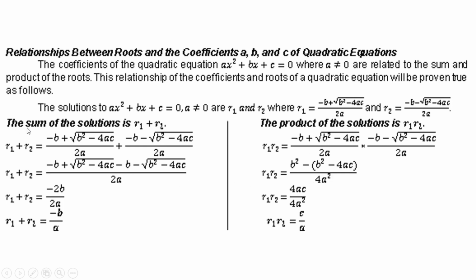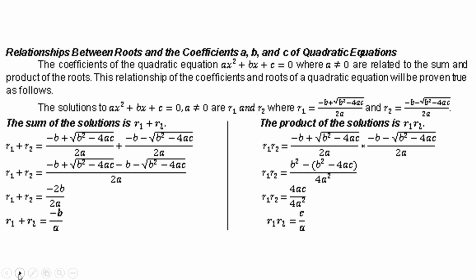Okay, for the formula for the sum, this is the only one to remember. R1, meaning root number 1, plus root number 2 is equal to negative b over a. While the product, R1 times R2, is equal to c over a. Again, the sum of the roots R1 plus R2 is equal to negative b over a, while the product of the roots R1 times R2 is equal to c over a.